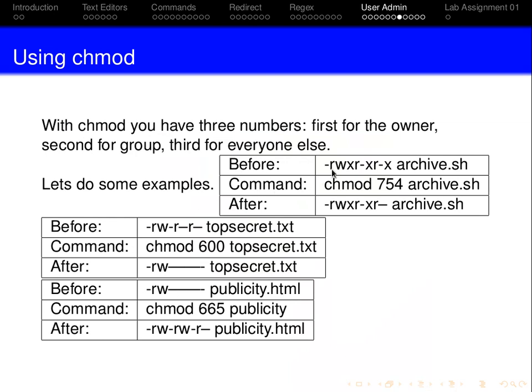Okay, some examples. Read, write, execute for the owner. Read and execute for the group. Read and execute for everyone else. Chmod 754. 7 means read, write, execute. 5 means read and execute. And 4 means just read. So notice that they changed that x, taking off execute from this archive.sh.